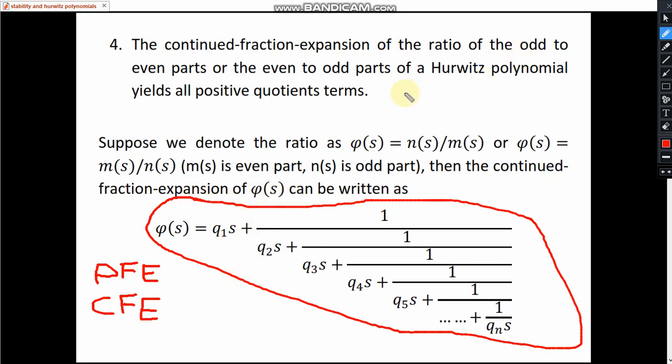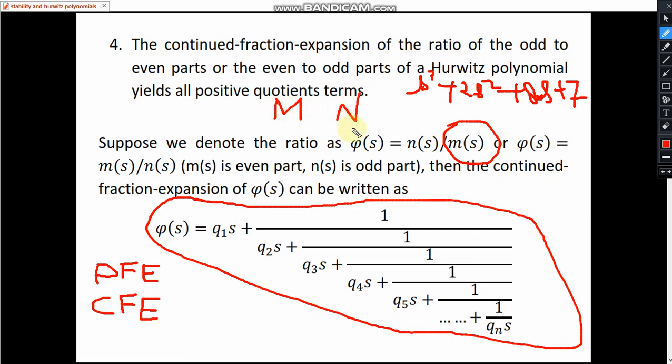So for example, if the given polynomial is s cube plus 2s square plus 8s plus 7, then m is the even part. M for even, because there are even number of lines, 1 2 3 4. N for odd, number of lines 1 2 3. Also this m is an even function. Okay, so this side and this side even function, and n is an odd function. This side and this side, it is an odd function.